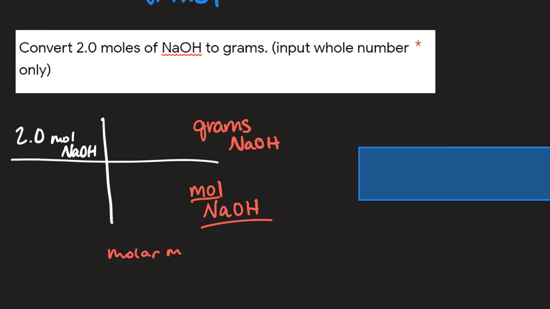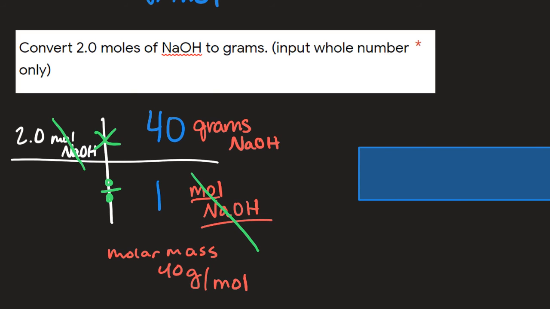Again, our molar mass was 40 grams per mole. So therefore, we got 40 grams per 1 mole. We're going to put our 1 next to our mole, and 40 next to our grams, because we have 40 grams per mole. Now we're going to multiply across and divide on the bottom. When we do this, our units on the top and bottom will cancel out.